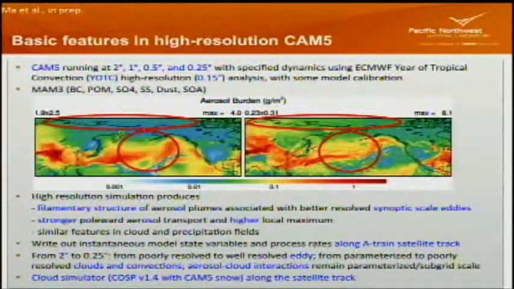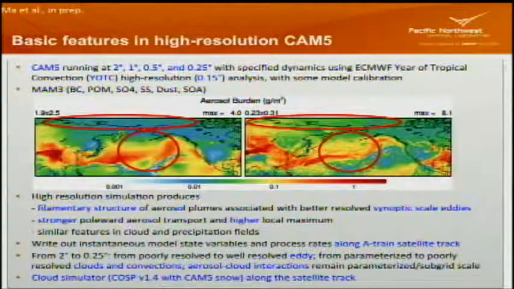So we do this CAM5 simulation running at 2 degree, 1 degree, half degree, and quarter degree with specified dynamics. We use the Year of Tropical Convection high resolution analysis to constrain the model meteorology, with some model calibration. We can talk about that offline. We use MAM3 as our aerosol model, which includes 6 different species: black carbon, primary organic matter, sulfate, sea salt, dust, and secondary organic aerosols.